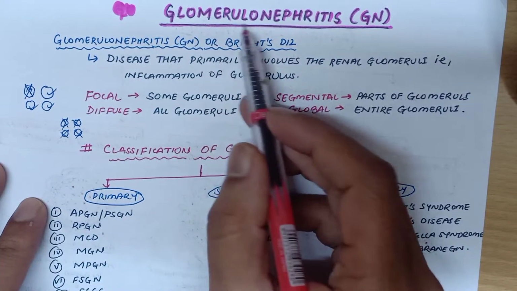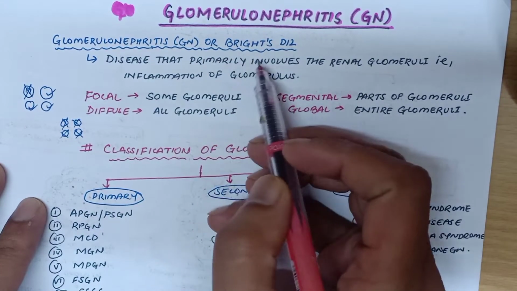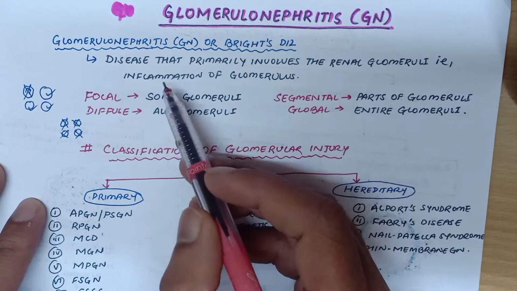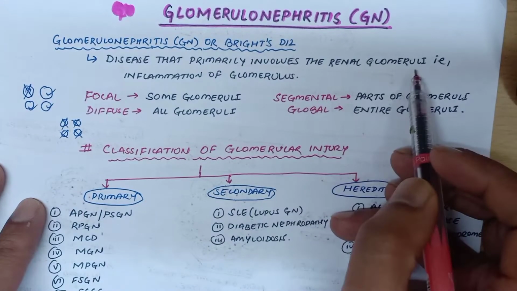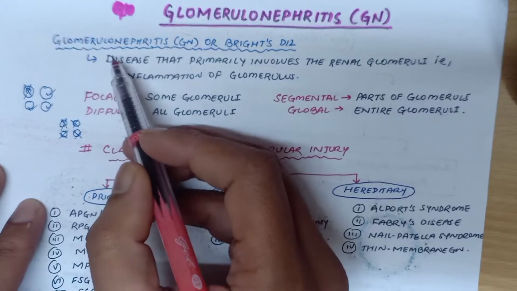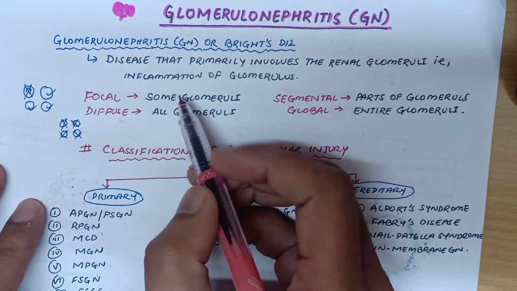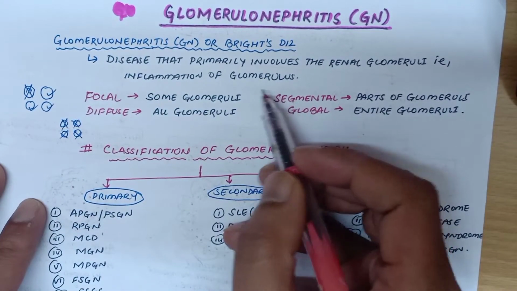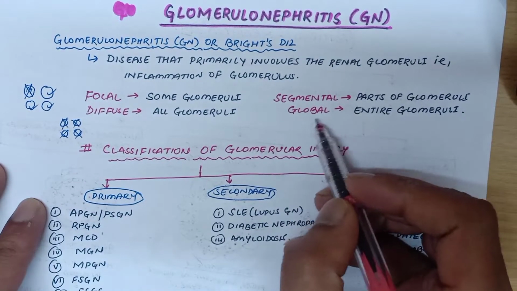So what is glomerulonephritis? Glomerulonephritis is also known as Bright's disease, and it is a disease that primarily involves the renal glomeruli, that is the inflammation of the glomerulus. So simply speaking, glomerulonephritis is the inflammation of the glomerulus. It can be focal, diffuse, segmental and global.